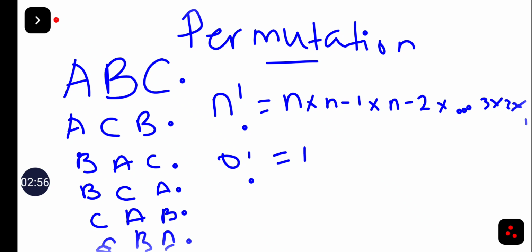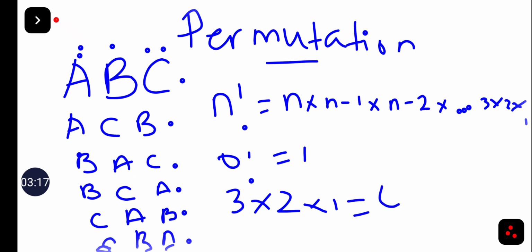Now, if I wish to arrange A, B, C, the number of ways, I just use the multiplication principle. A can be put in 3 ways, so I have 3 times B can be put in 2 ways, C in 1. So 3 times 2 times 1 gives us 6 ways. Or using the concept of factorial notation, it is simply going to be 3 factorial.